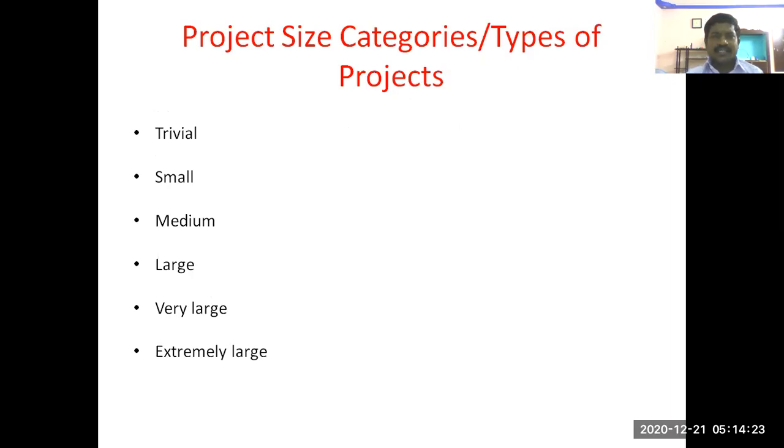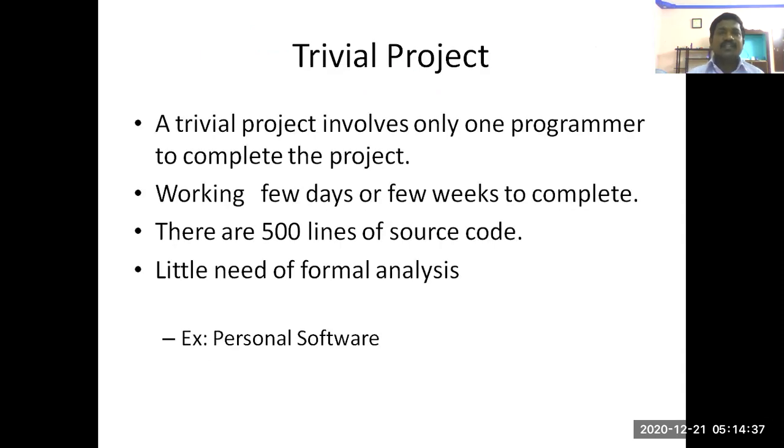Then the project size categories, the types of project: trivial project, small project, medium project, large project, very large project, and extremely large project. A trivial project involves only one programmer to complete the project, working a few days or a few weeks. There are 500 lines of source code to complete the project. A little formal analysis is needed for a trivial project. For example, personal software is the best example of a trivial project.